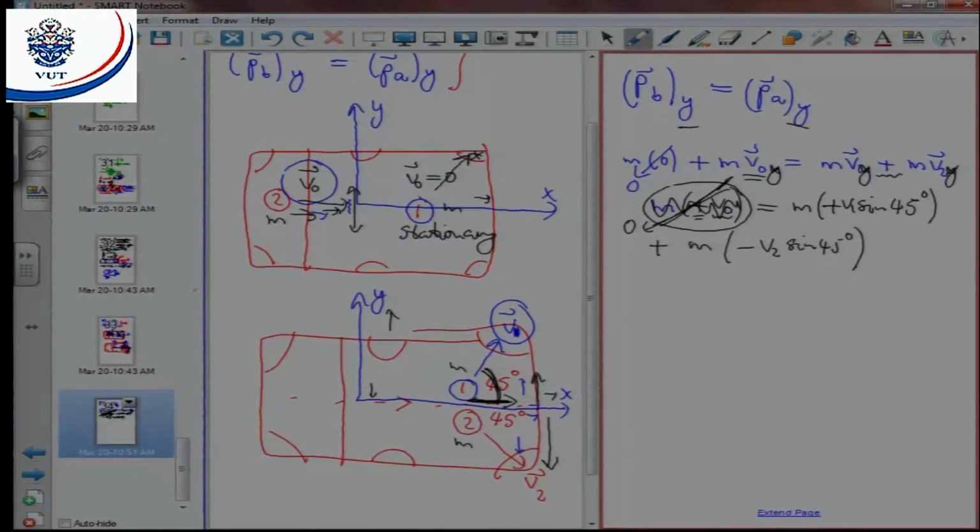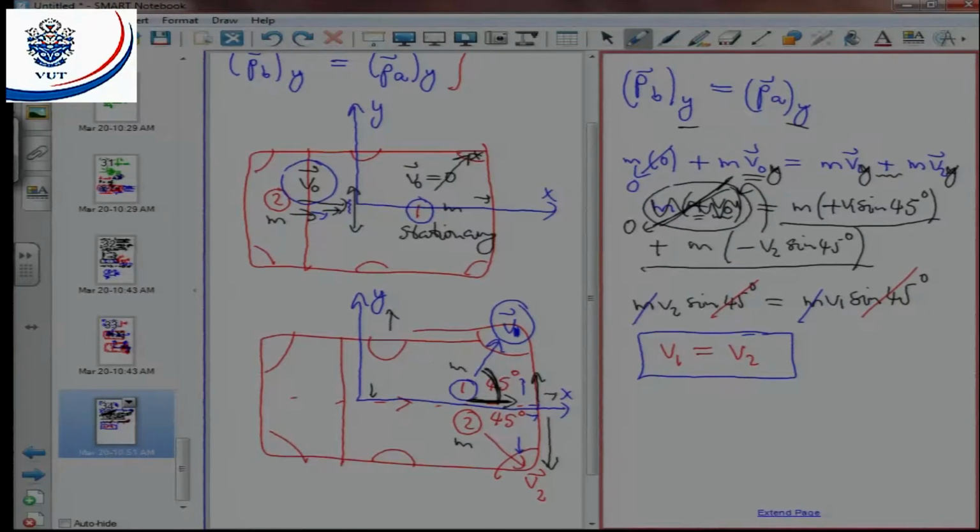So what we learn is 0 equals this term plus this term. Now I'm going to take the negative term to the other side so that it becomes positive. Then it becomes m v2 sine 45 equals m v1 sine 45. Now you can see that the m's cancel, the sine 45 cancels. So we learn that v1 equals v2. So that's our first equation.